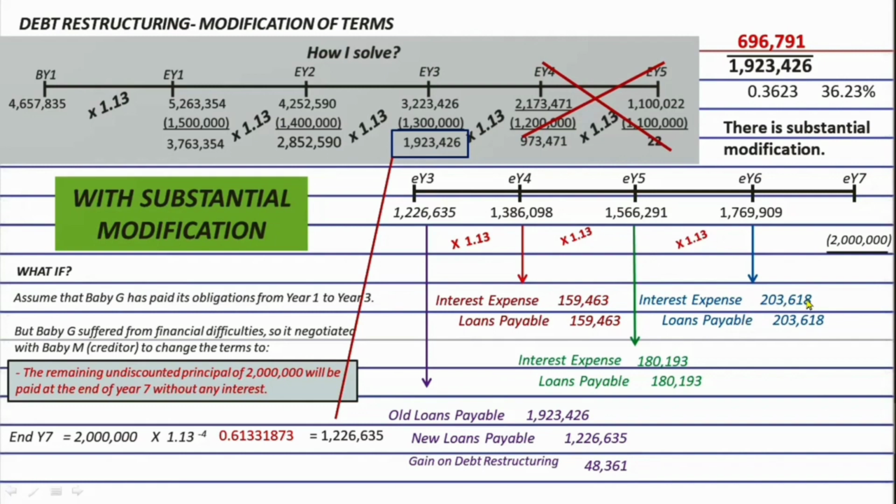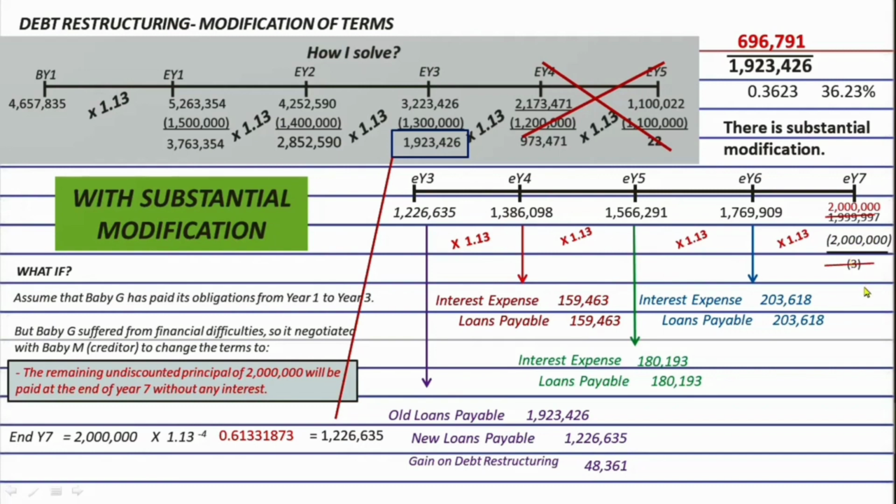203,618. Okay? And lastly, we have to multiply this with 1.13 for the last time. And we will get 1,999,997. And since this is the payment date of the 2 million, we need to deduct the 2 million here. And we will have negative 3. And again, this is supposed to be 0 here. But because of rounding off, we have negative 3, which is fine because again, it's very immaterial. But in order to be safe, let's change this to 2 million so that the balance of Baby G's loans after payment of this will become 0. And actually, it's gonna be weird if the loans payable of Baby G becomes negative 3, right?